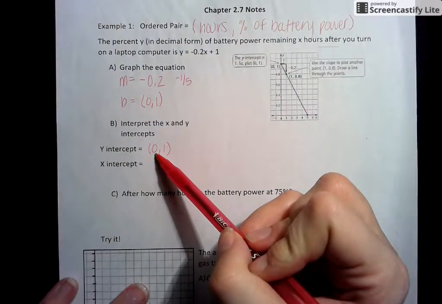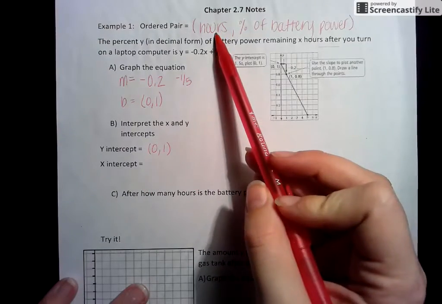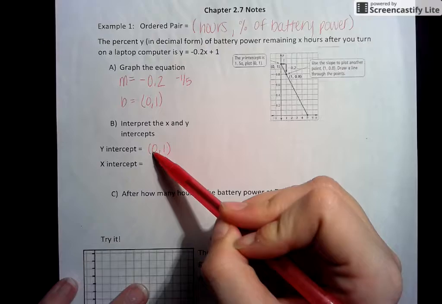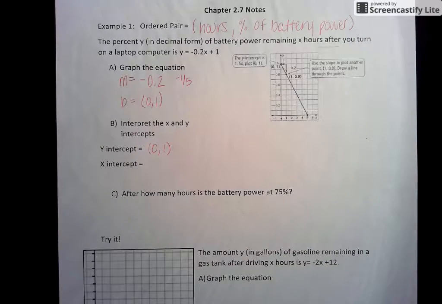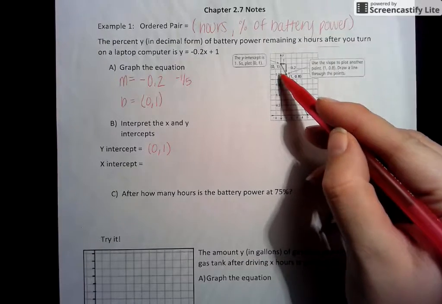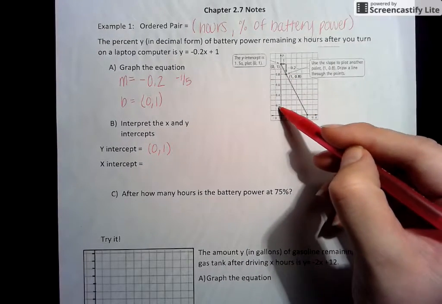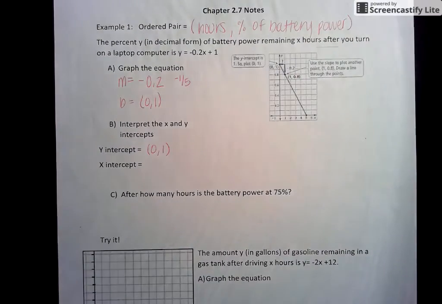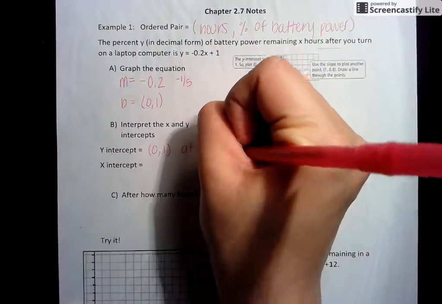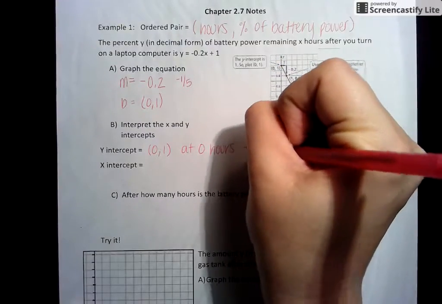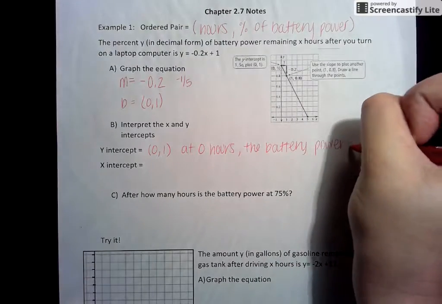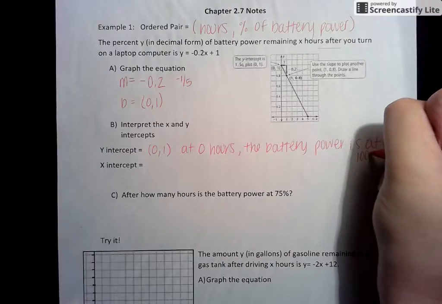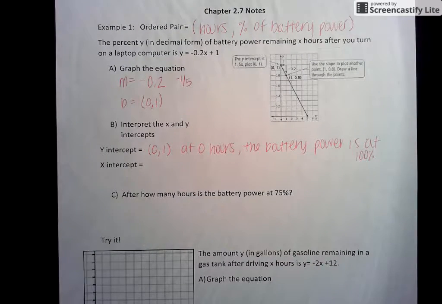What that is saying is we know our x value is hours. So at 0 hours, the battery is at 1, like you could say 1 or 100% in this case, because this is 0.8, so that'd be like 80%, 60%, 40%, 20%. 1 is going to stand for 100%. So we want to write at 0 hours, the battery power is at 100%. So it is totally full.